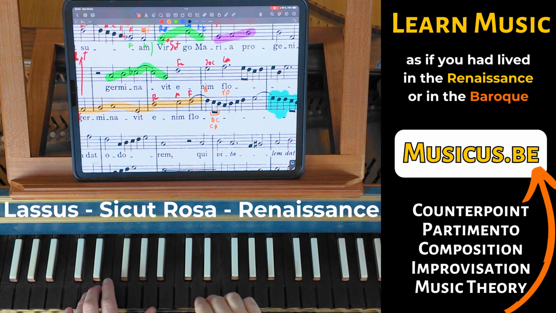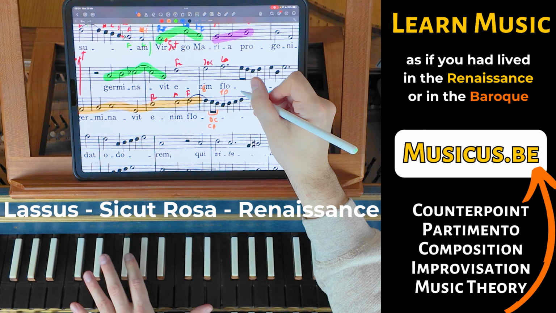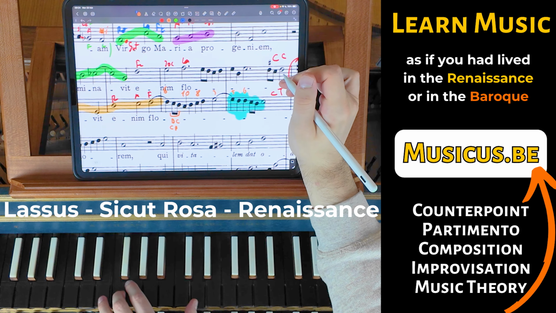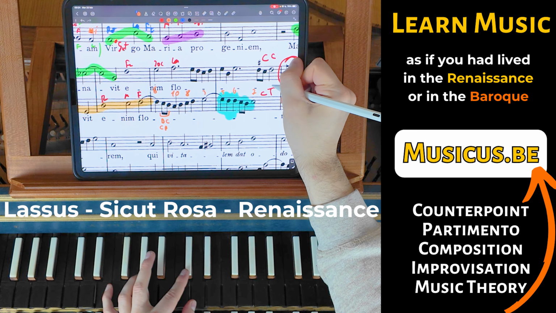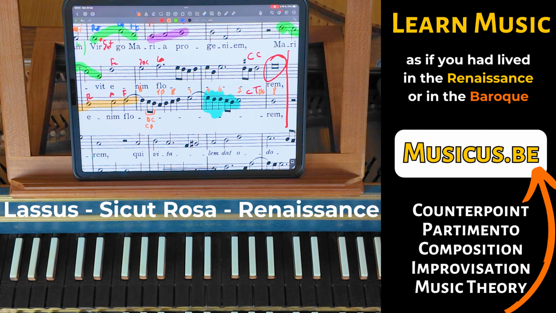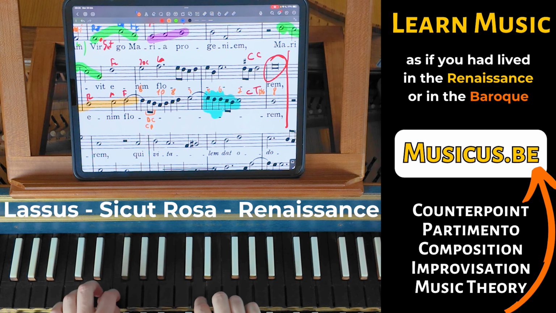Then, yes, I mean 8, la, sol, fa, mi, 3, 5, even if here we have this anticipation, so 5, 6, 7, 6, 8. This is the structure. Okay.